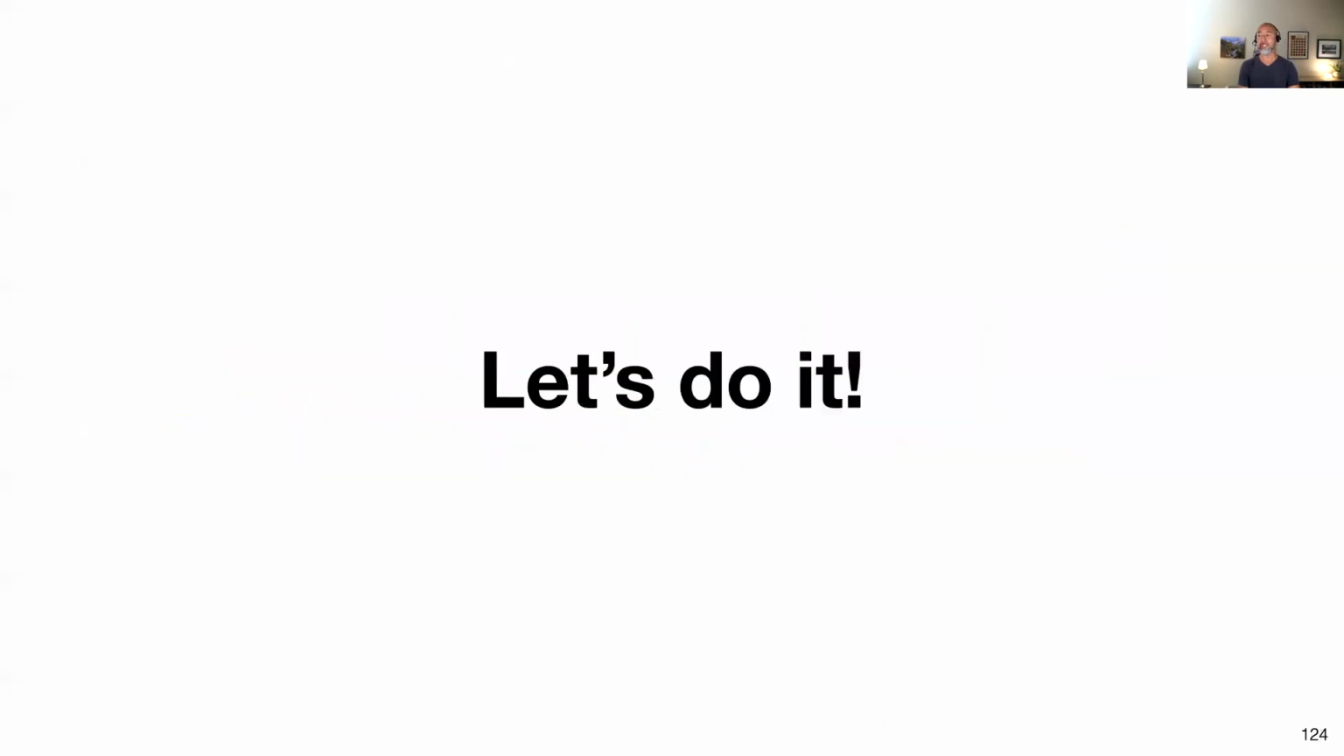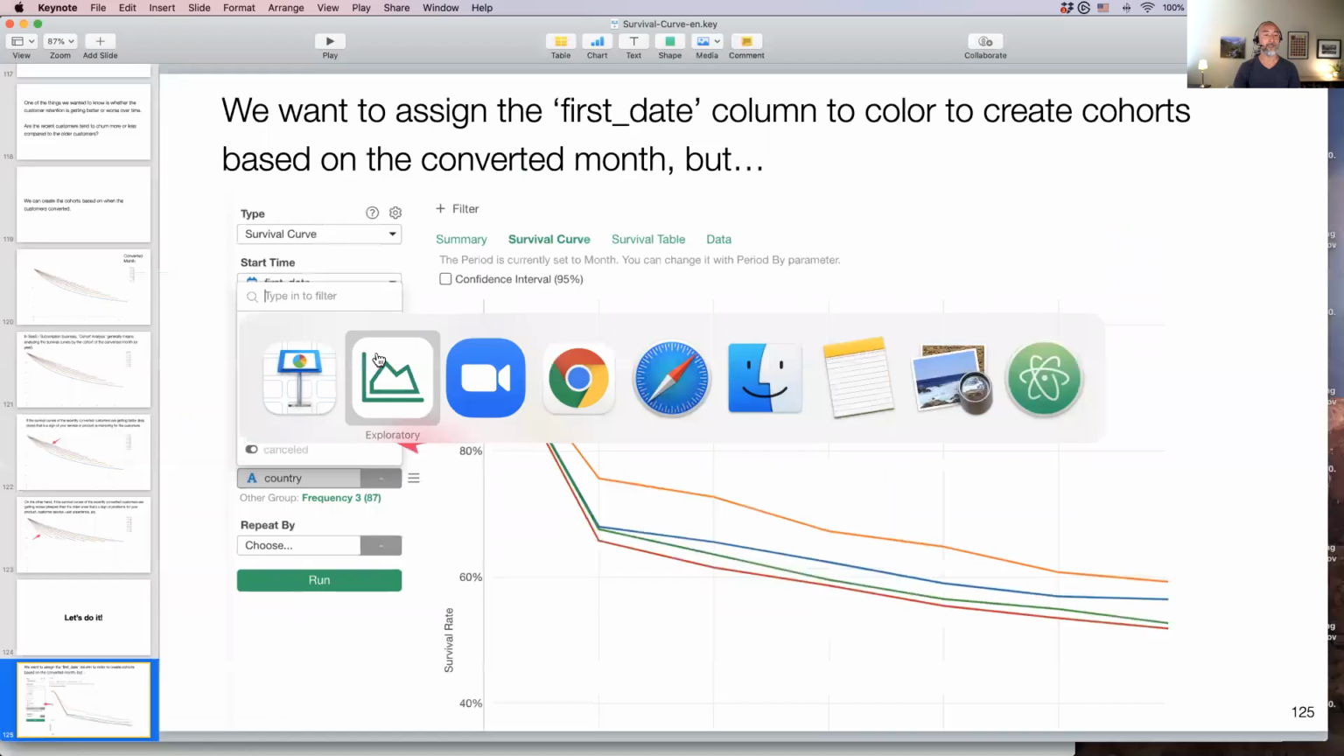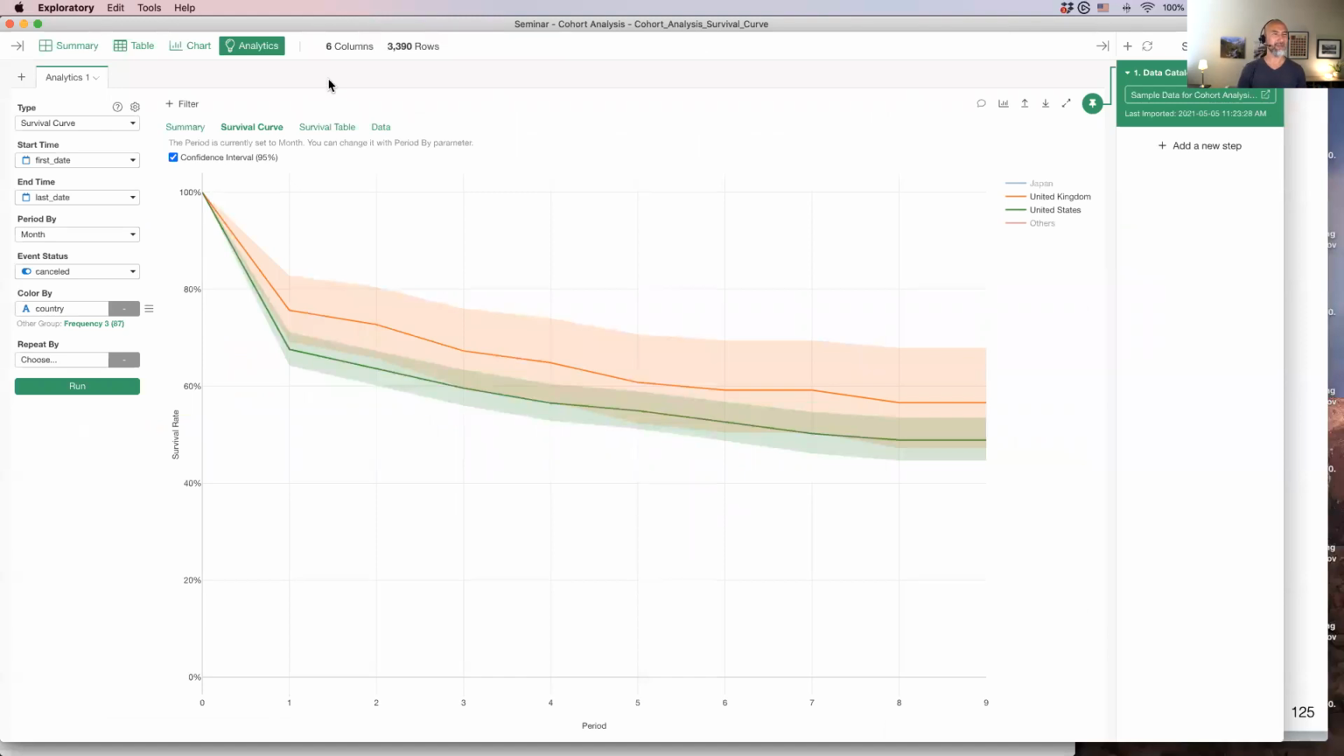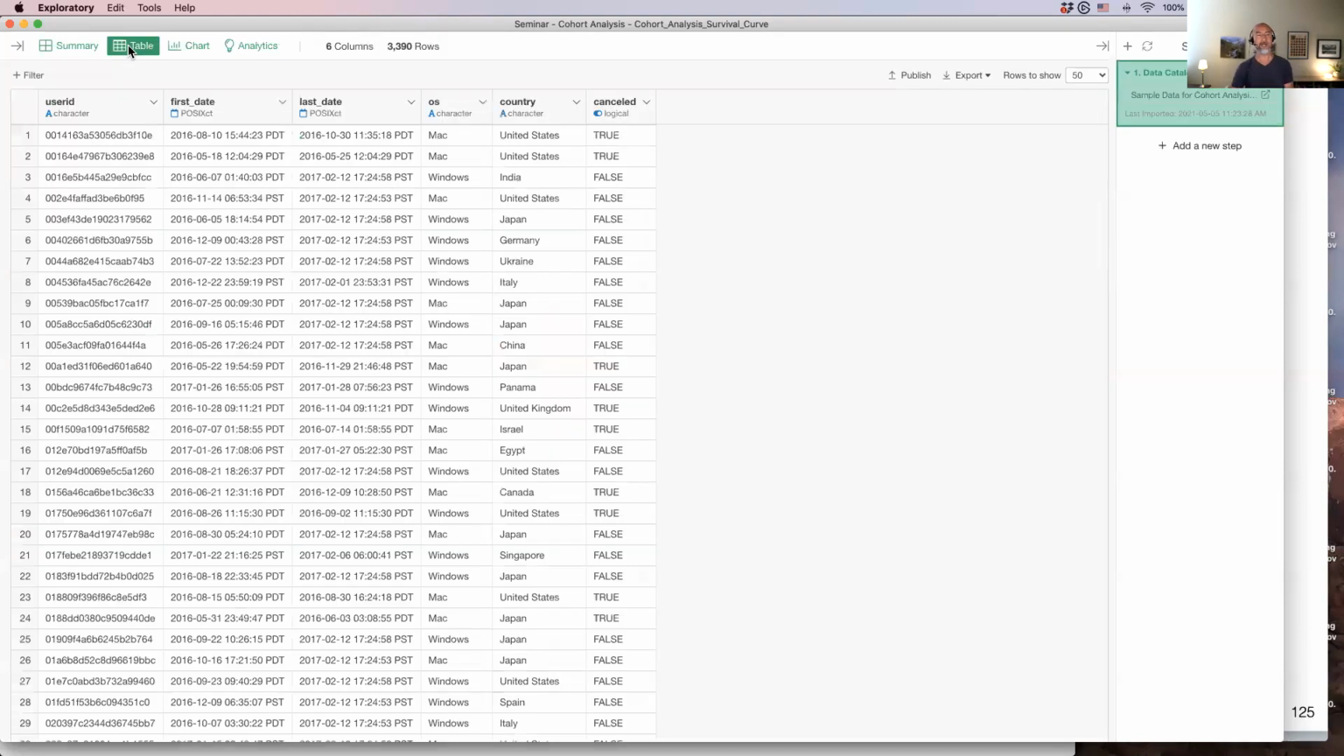So we can do it in Exploratory. It seems kind of easy, but there's one tricky thing. You remember the first day is basically the converted day, so we can consider it as a converted day. However, we can't select the first day because that column has already been used for the start time. That's why it's grayed out. But of course, you can work around this. You can copy this column and save it under a different name. So that's what I'm going to do.